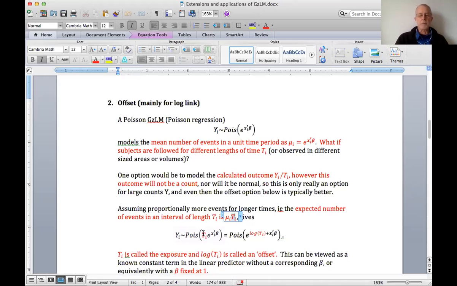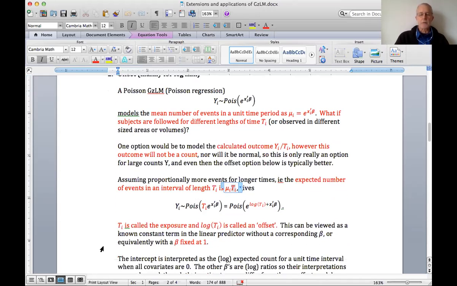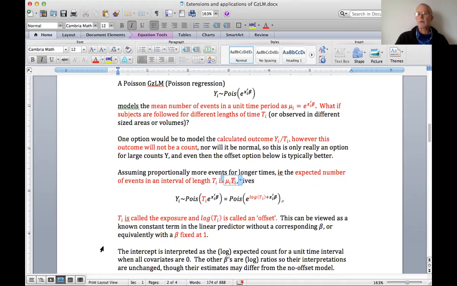So multiply the mean by t, and then a little log trick puts the t up here in the exponent. So really, log t is another term in the linear predictor, but it doesn't have a beta because you're assuming proportionality here. So that's what an offset does for you. It takes an exposure, or it could be area, could be anything like that, and it allows it to be incorporated into the model without a beta.